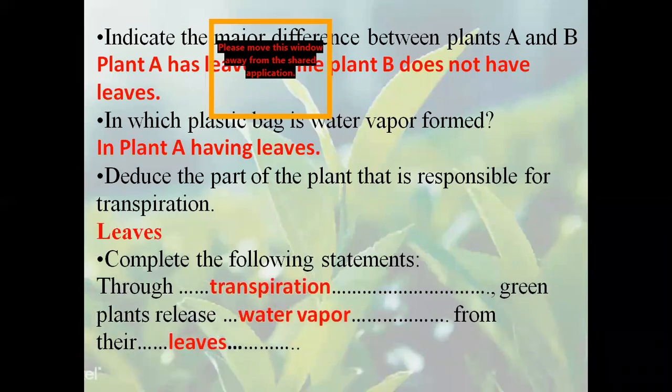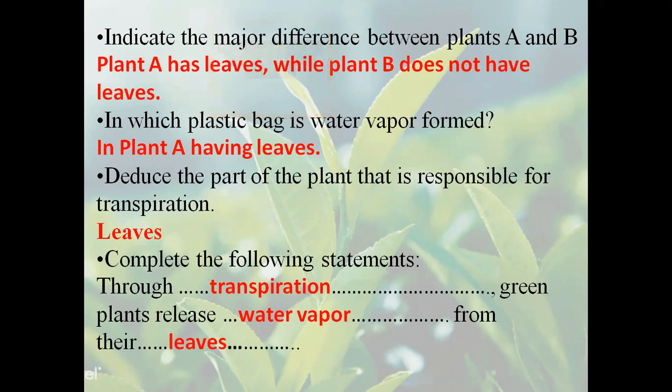So as a conclusion, what happens for the plant? The plants lose water through their leaves. Through transpiration, green plants release water vapor through what? Through their leaves. So as a conclusion, the plants lose water vapor through their leaves during the process of transpiration.